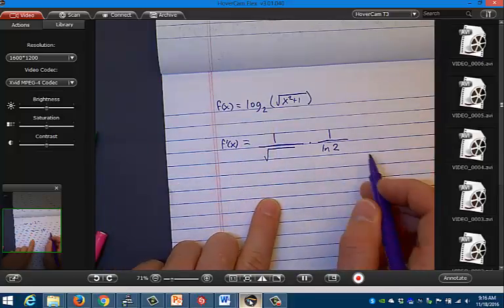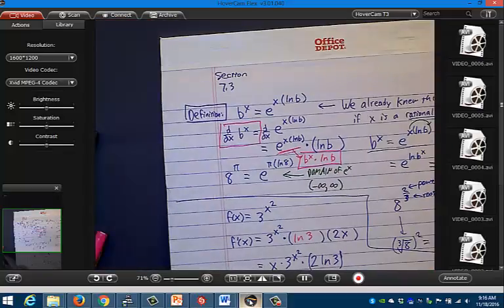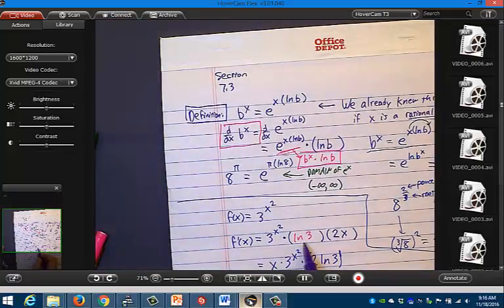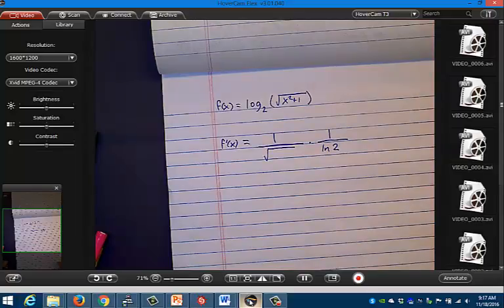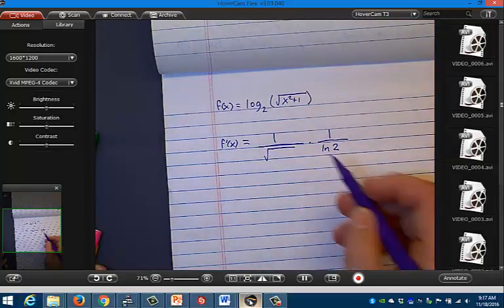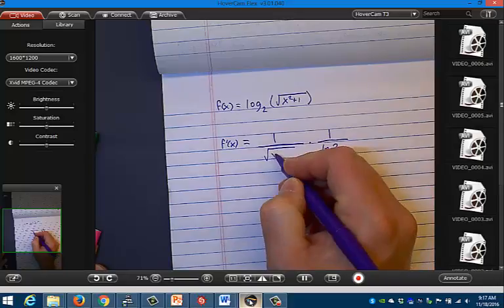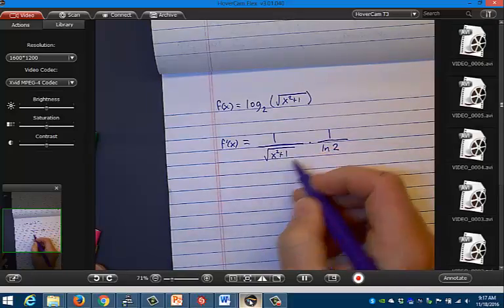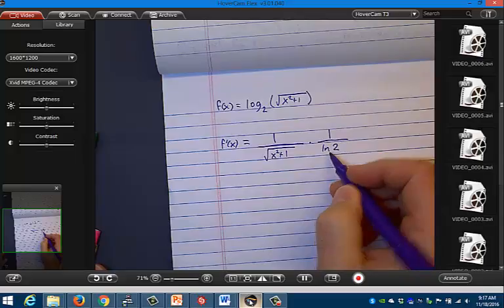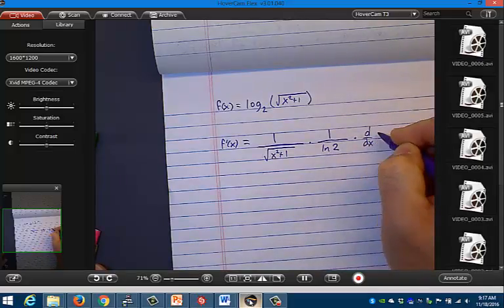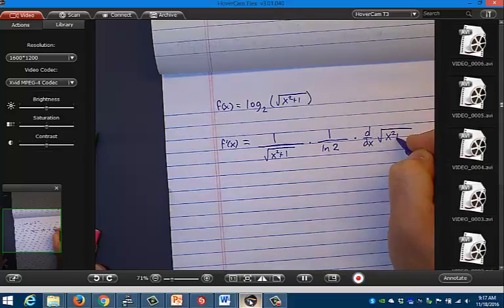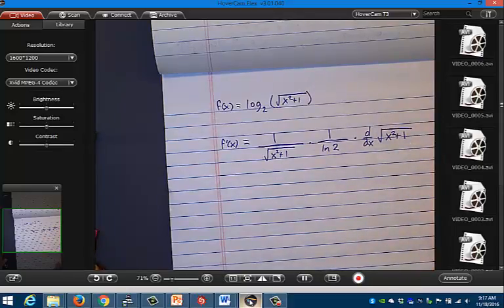Okay? Exponential function, we did that on the last problem, right? The fudge factor was ln of 3 because the base was 3. But for a log problem, it's 1 over the base because that's the inverse function. Okay, so far I have 1 over x squared plus 1 times 1 over ln of 2 times, I need the derivative of what's inside. Does that make sense so far? Okay, but I'm not done.